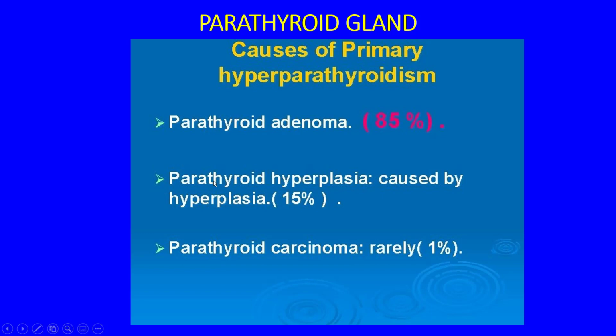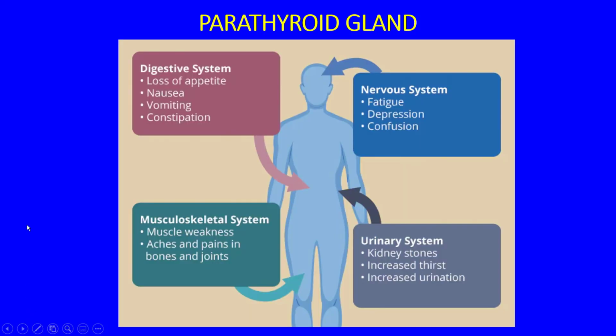15% is parathyroid hyperplasia caused by, of course, the hyperplasia of that area. And then finally you get maybe about 1%, extremely rare cases of parathyroid carcinoma. Now, here are some symptoms that you would see. Be aware of them, because you also have case studies this week.